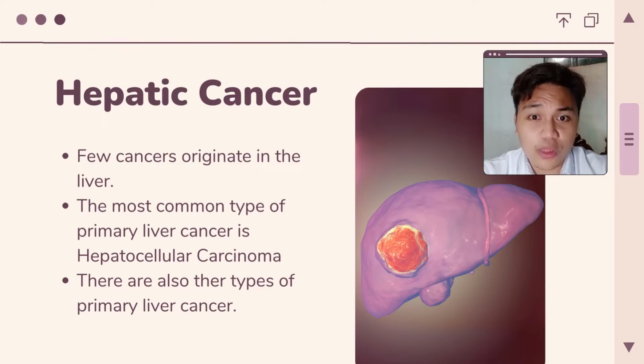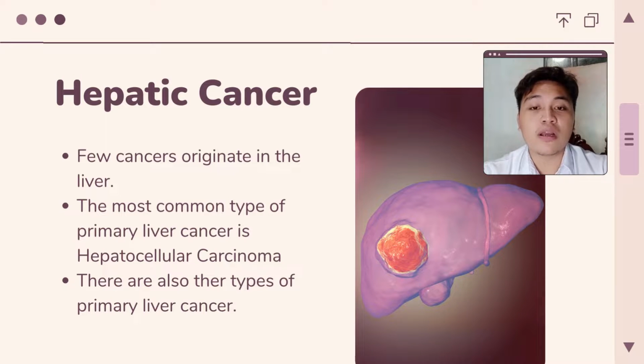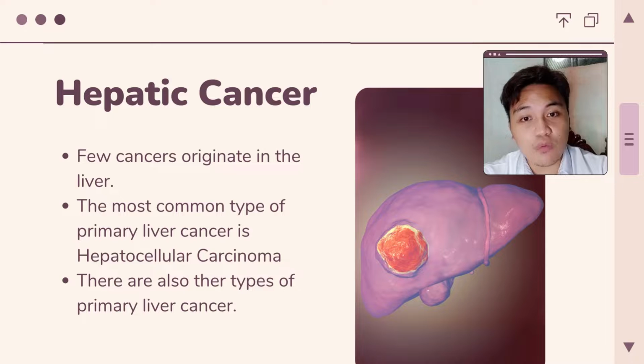Now let's start with what is hepatic cancer. Now there are few cancers that originate in the liver. Primary tumors usually are associated with chronic liver disease, hepatitis B and C, infections, and cirrhosis. Now the most common type of primary liver cancer is hepatocellular carcinoma, which is responsible for 75% of all liver cancers. Now this is also the third leading cause of cancer-related mortality worldwide.